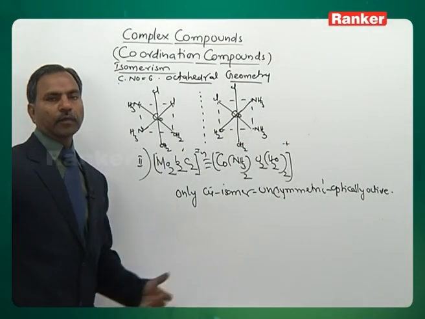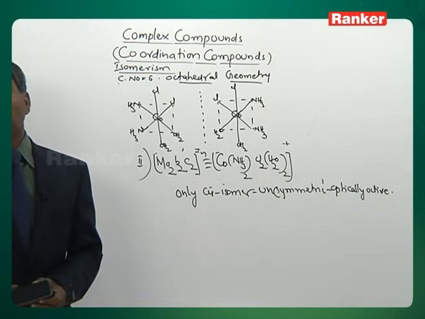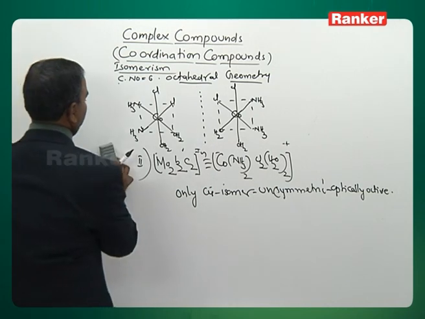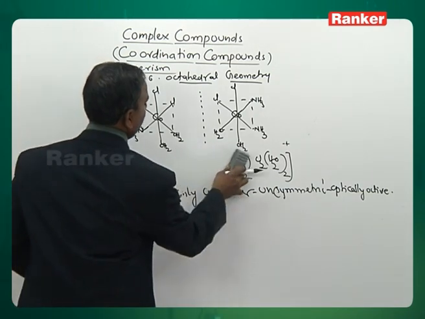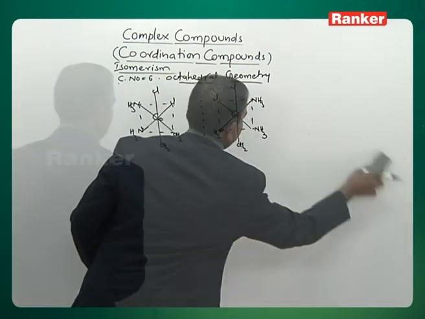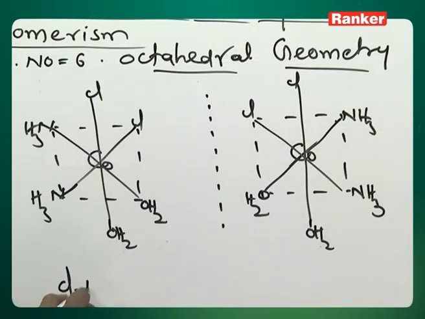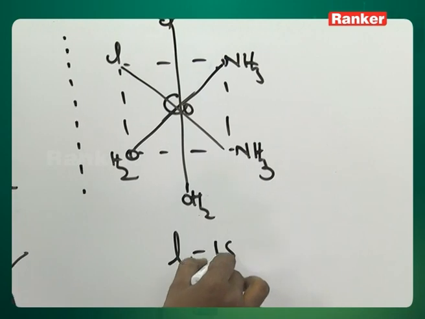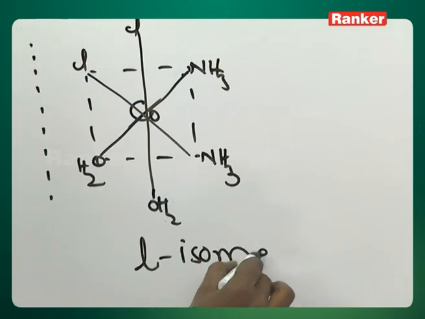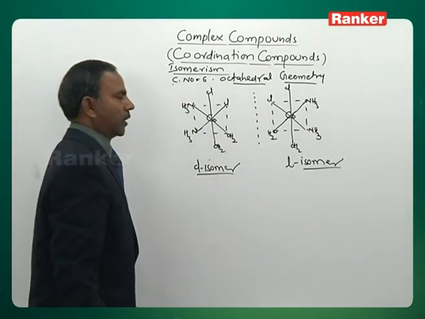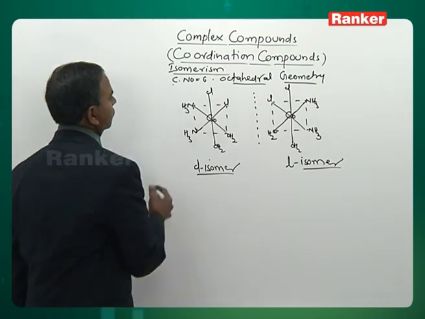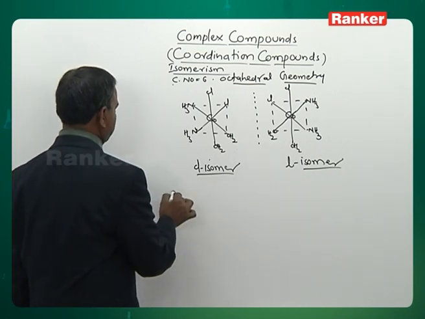Theoretically, one of the cis isomers is an unsymmetric complex. Therefore, that is optically active. Let us say one is the D isomer and the second one is the L isomer, D isomer and L isomer.